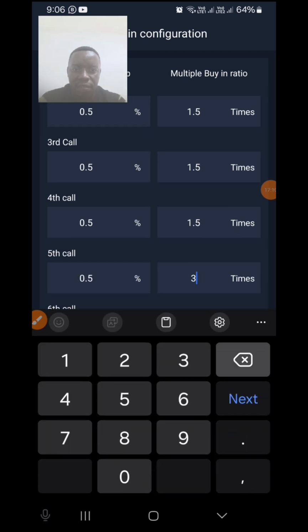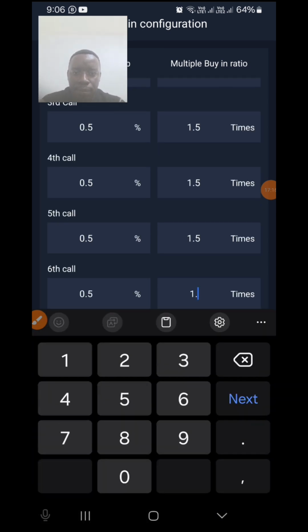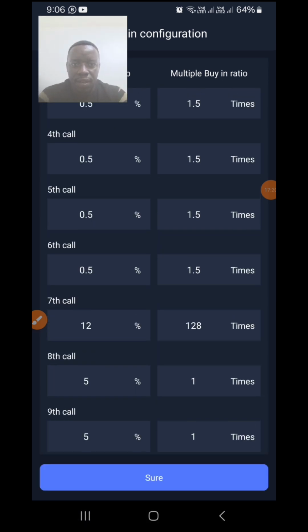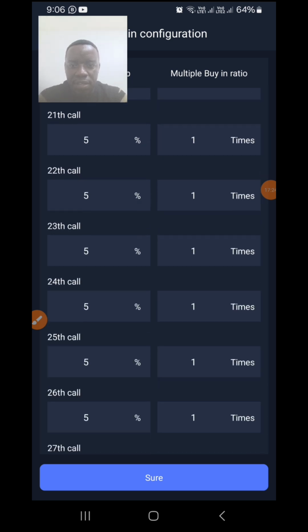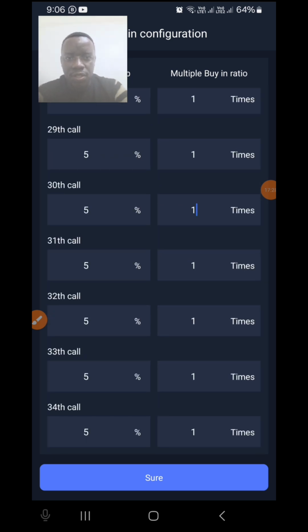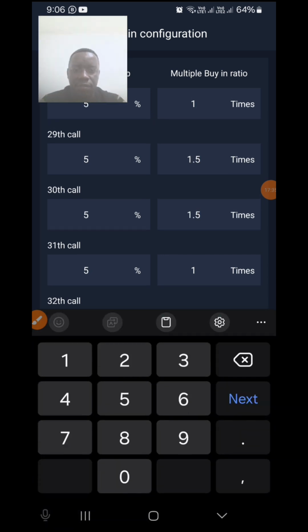It's 1.5, 1.5 up to 1.5. I need this video to be short, so I will not fill the other area. It's 1.5 up to the 30th margin call. All from up to here is 1.5, up to the 30th.